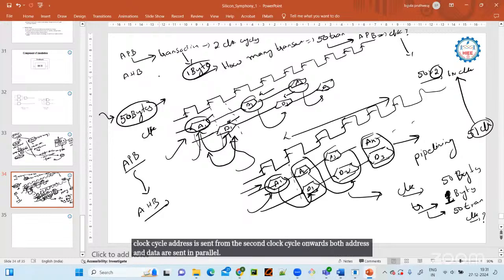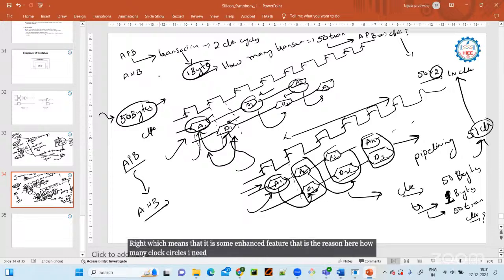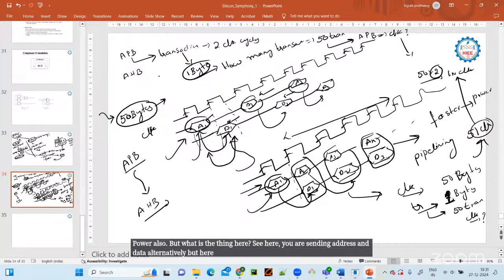It means that it is some enhanced feature. That is the reason here how many clock cycles do I need? Only 51 clock cycles. It means that my AHB is faster in comparison with APB, and here I am saving power also. But what is the thing here? See, in APB you are sending address and data alternately, but here you are sending address and data together in AHB. It means that AHB is somewhat complex.